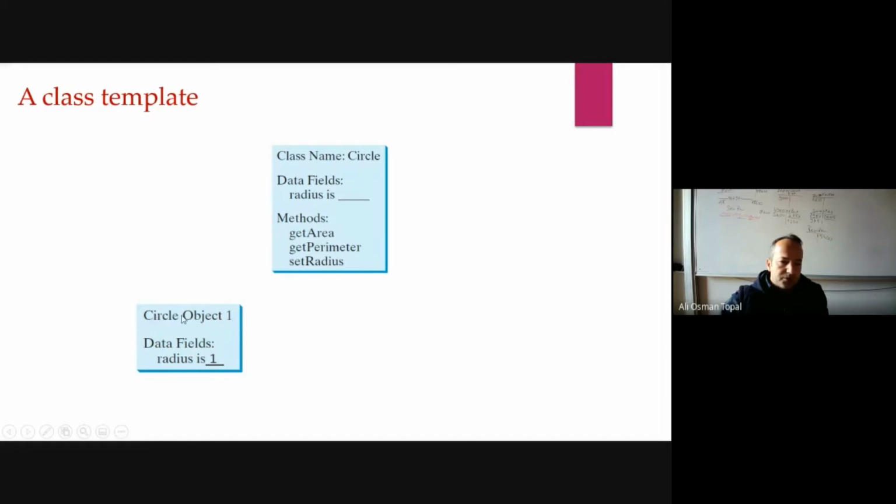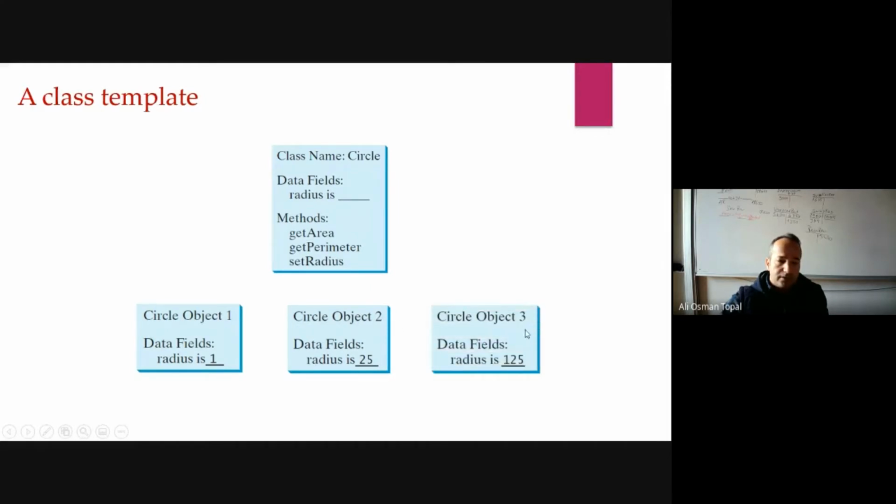Then I can create one circle object. This is object 1. I can set the radius to 1. Then I can create another circle object. This is object 2. I can set the radius to 25. Then I can carry on like that. So this is my cookie cutter, and these are my cookies. I am just changing the radius here, because it lets me change this one. It is giving me that opportunity. Three objects of the circle class. Each of them has a different radius.